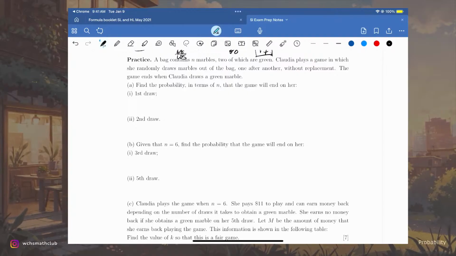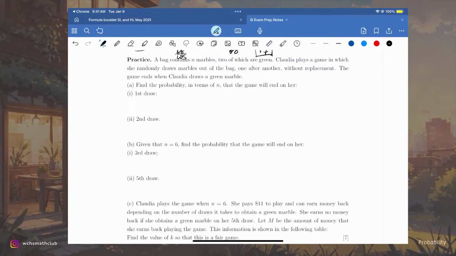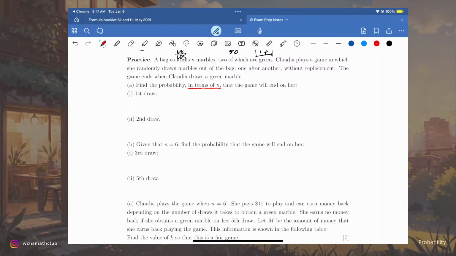Okay, guys. I hope you had a good time with that problem. Judging from the chat, it looks like no one solved it. So I'm just gonna go over the questions. First, for part A, we're gonna find the probability in terms of n that the game will end on her first draw.